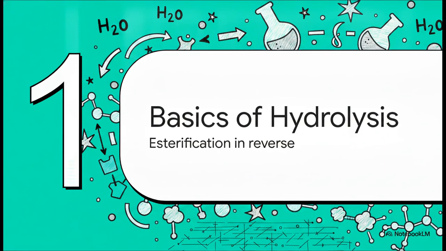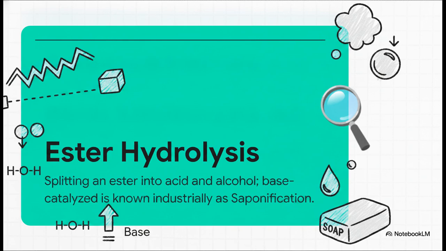Basics of ester hydrolysis. Let's establish the foundational rules of the reaction itself before we start drowning in that mechanism alphabet soup. So, fundamentally, ester hydrolysis is exactly what it sounds like. It's splitting an ester right back into its component acid and alcohol. If you've got esterification down, you already know half the story, because hydrolysis is literally the reverse.